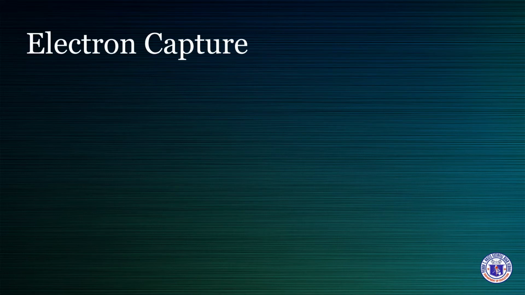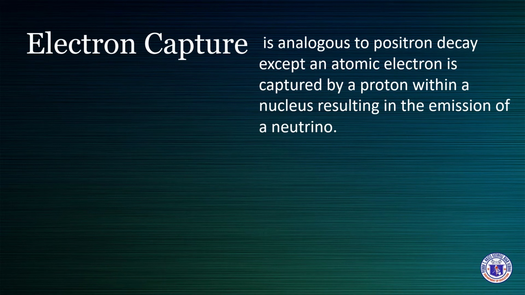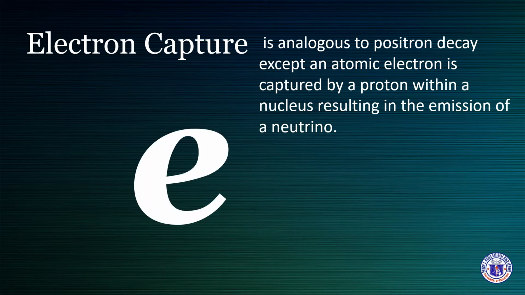Next we have electron capture. Electron capture is analogous to positron decay, except an atomic electron is captured by a proton within a nucleus, resulting in the emission of a neutrino. The symbol of electron is e, and it has a mass of 0 and a charge of -1.